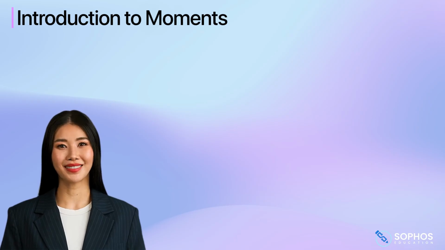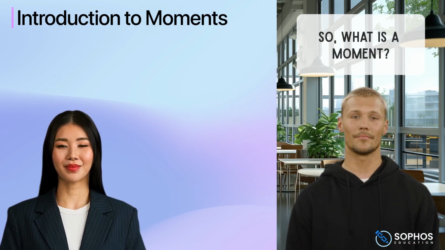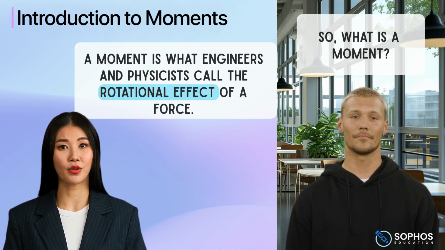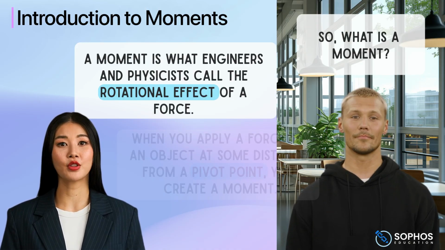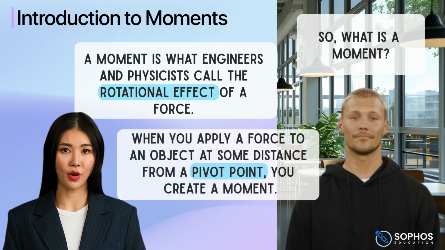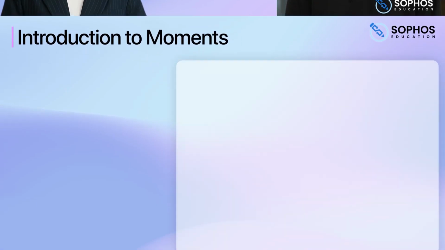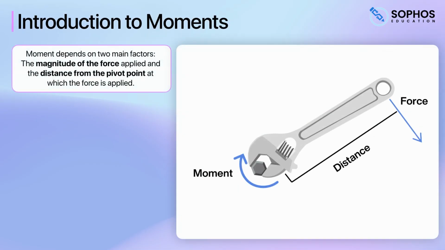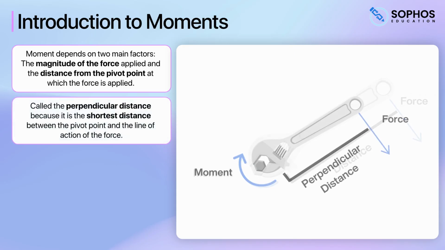Now let's talk about moments. So, what is a moment? A moment is what engineers and physicists call the rotational effect of a force. When you apply a force to an object at some distance from a pivot point, you create a moment. The moment depends on two main factors: the magnitude of the force applied and the distance from the pivot point at which the force is applied. This distance is often called the perpendicular distance because it is the shortest distance between the pivot point and the line of action of the force. We'll develop our understanding of this concept in our next lesson, where we dive into the mathematics of moments.